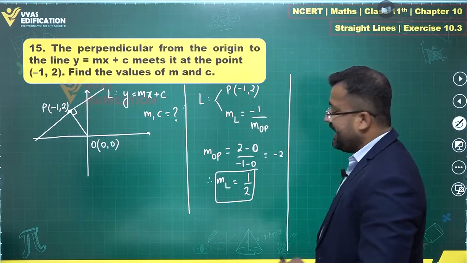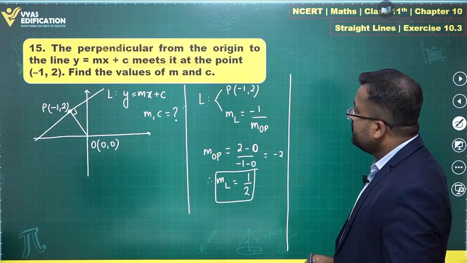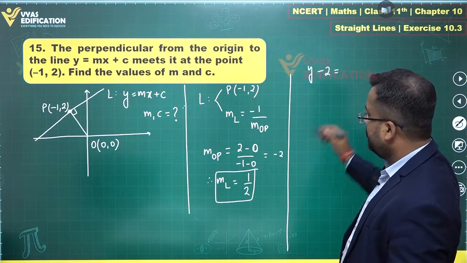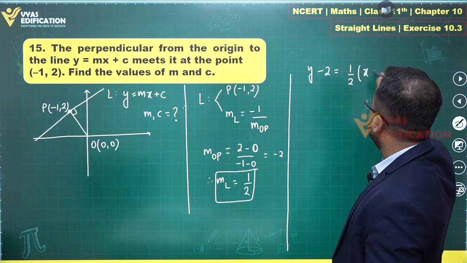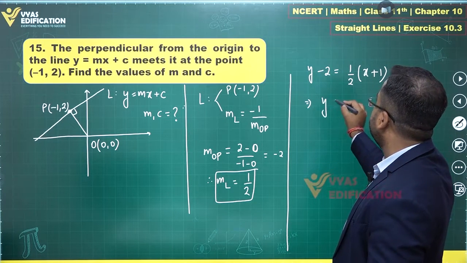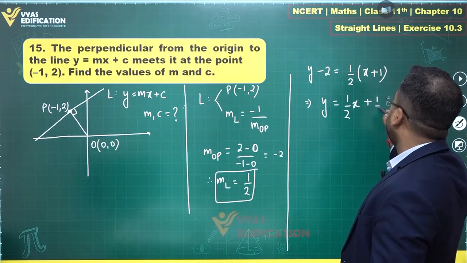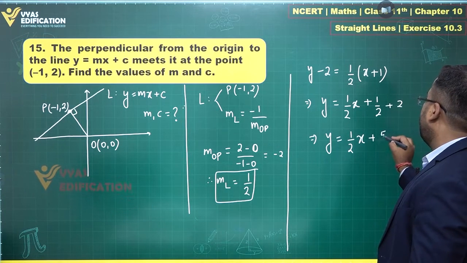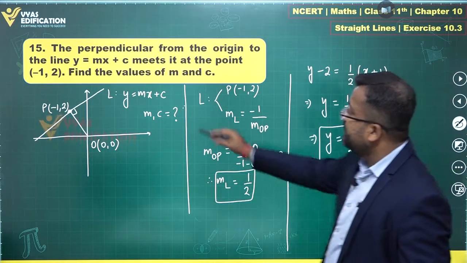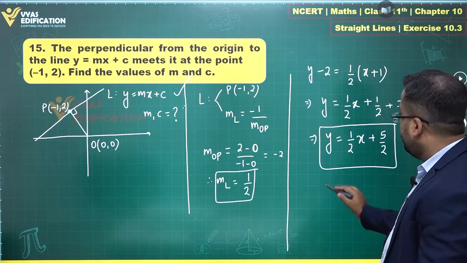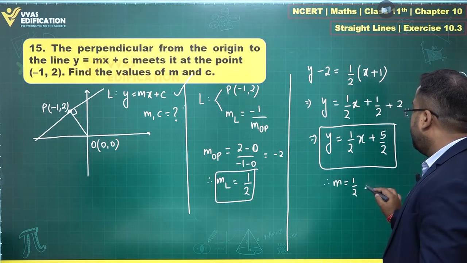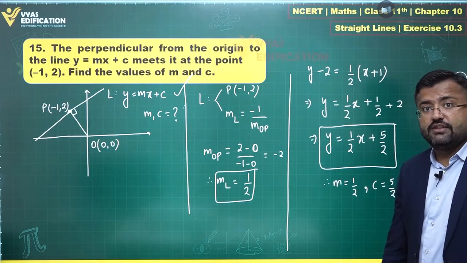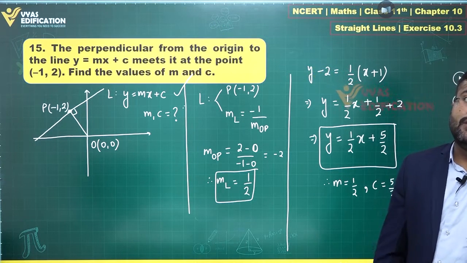We already have the point and the slope now, so with the help of this, I can find the equation very easily. y minus 2 will be equal to slope times (x plus 1). That tells me that y is equal to 1 by 2 x plus 1 by 2 plus 2, which tells me y is equal to 1 by 2 x plus 5 by 2. This is in the required form, right? Therefore, M is equal to 1 by 2 and C is equal to 5 by 2. That's my answer for this question. Yes, that's all that you have for this one.